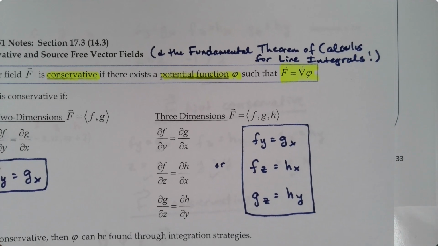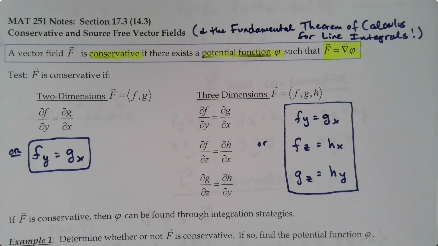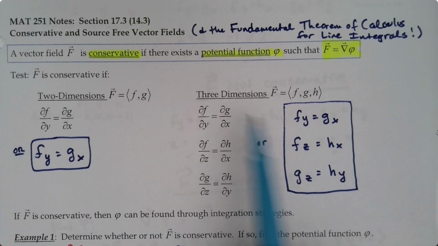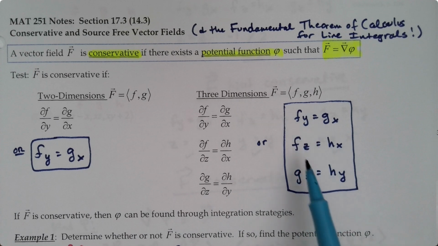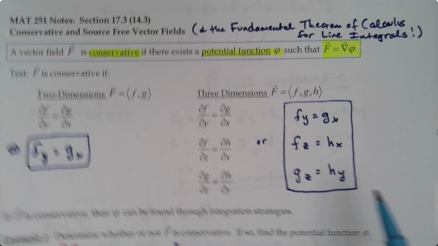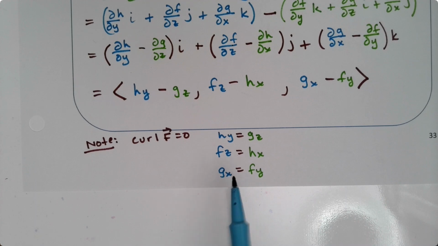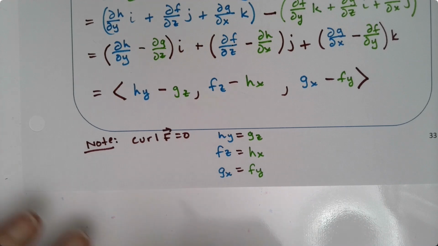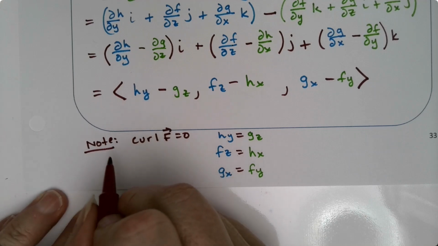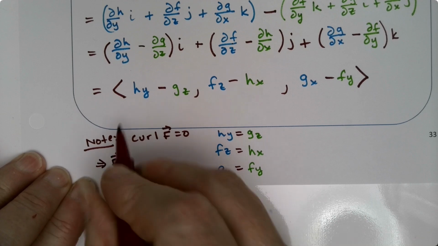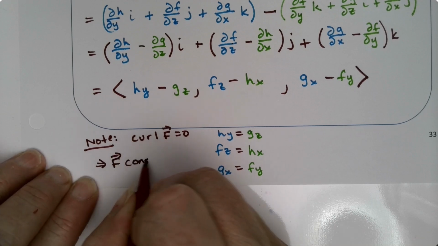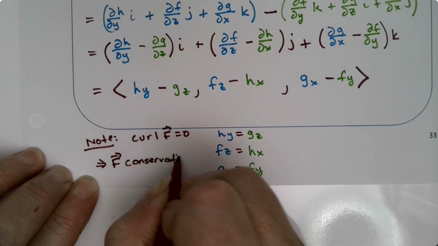page of section 17.3. What would it take, in three dimensions, for f to be a conservative vector field? This is what it would take: f sub y equals g sub x, f sub z equals h sub x, and g sub z equals h sub y, which is exactly where this came from. So we've already seen this before. If the curl of f equals 0, it means that f is conservative. Sorry, not source free, conservative.